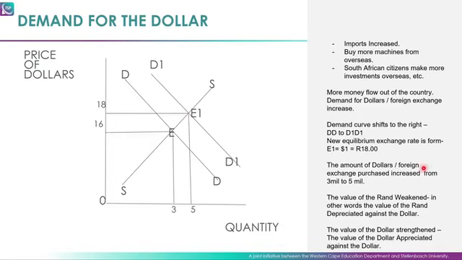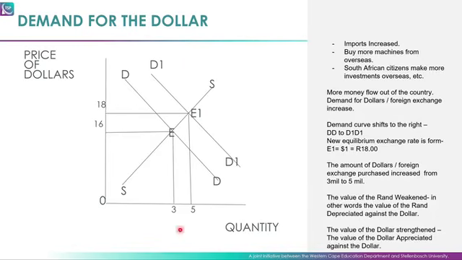the amount of dollars or foreign exchange purchased increased from 3 million to 5 million, and the value of the Rand weakened. In other words, the value of the Rand depreciated against the dollar, and the opposite of that is obviously the value of the dollar strengthened, so the value of the dollar appreciated against the Rand, not against the dollar. That's an error there, sorry.